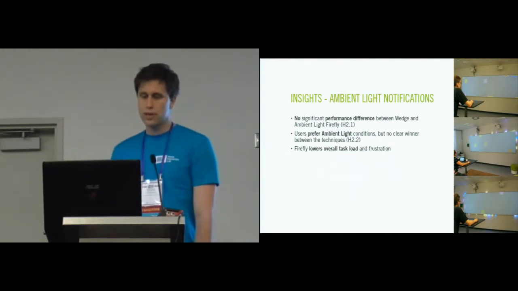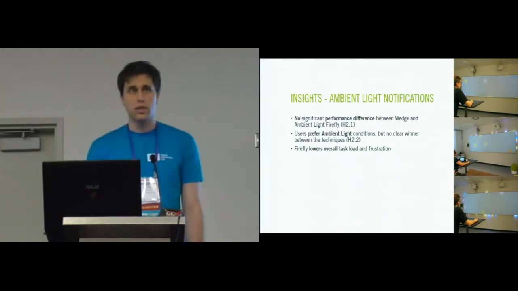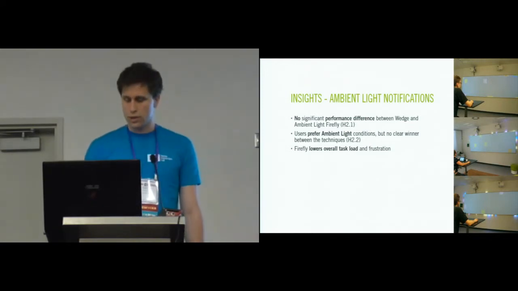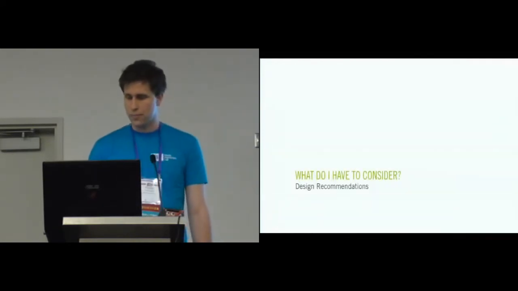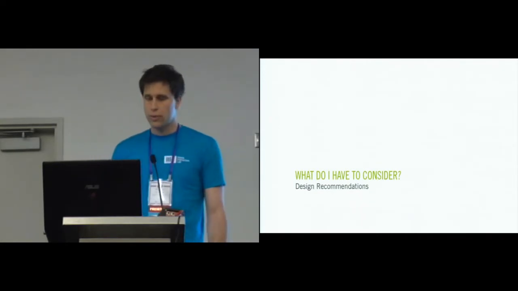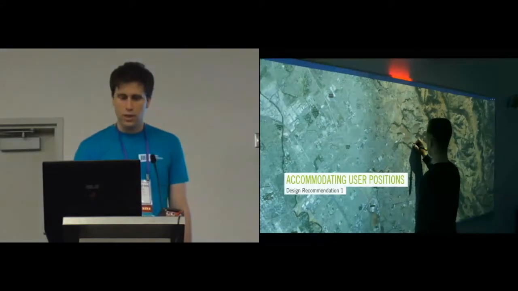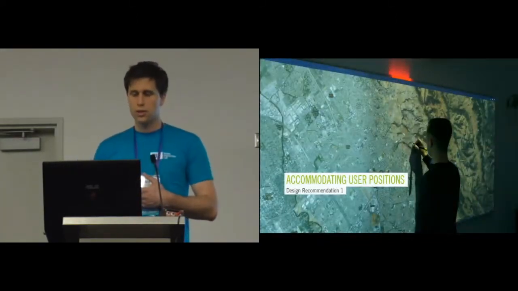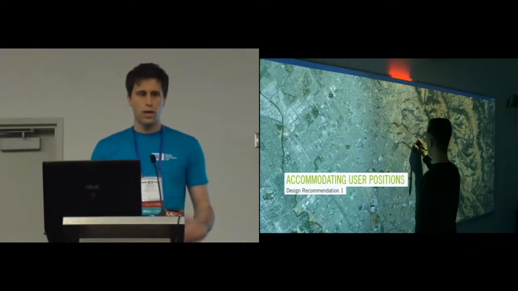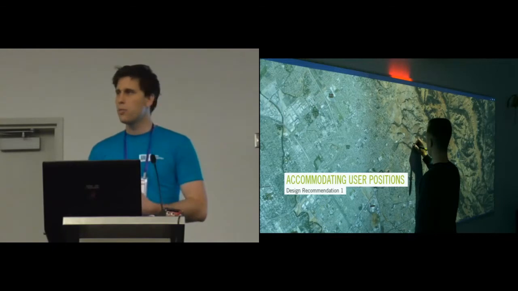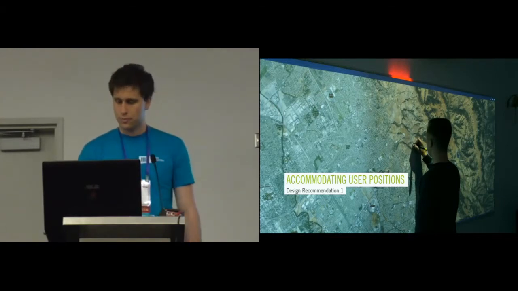Users prefer ambient light, and there's no clear winner between the techniques, and Firefly does really well in overall task load and on the frustration level. So what do I have to do when I want to design for ambient light? First, it's crucial to consider the user's position. If the user stands close to the board, it's really tricky to see notifications. However, they can do really well for people in the background.